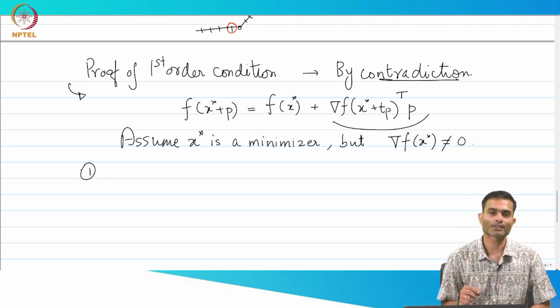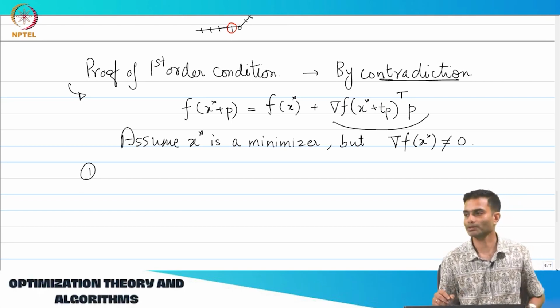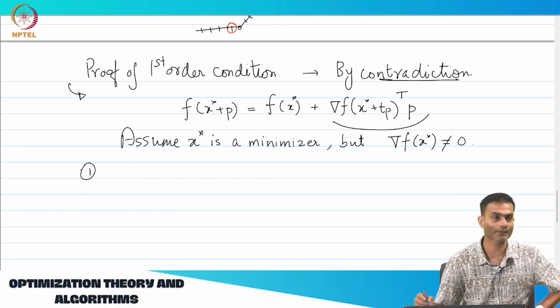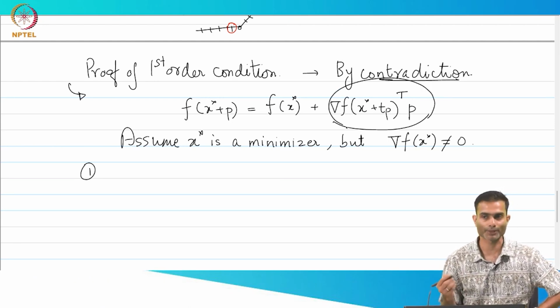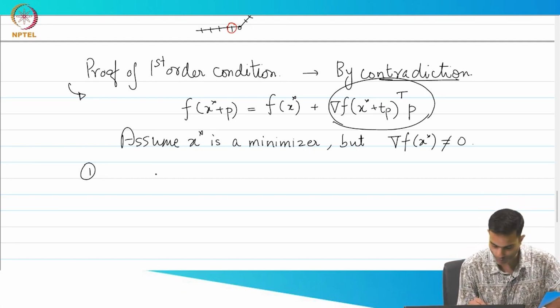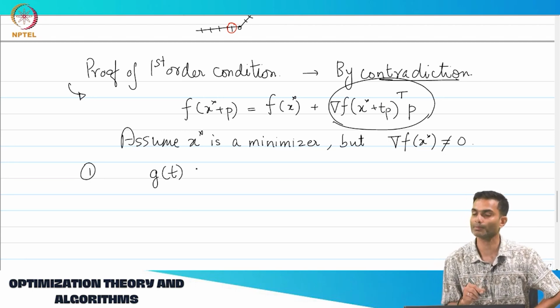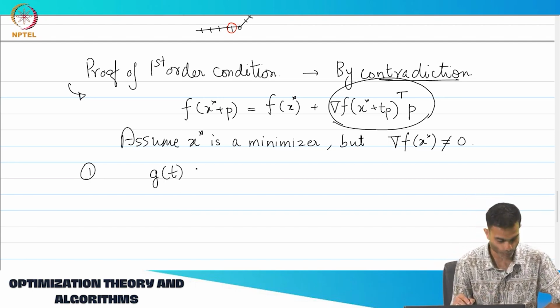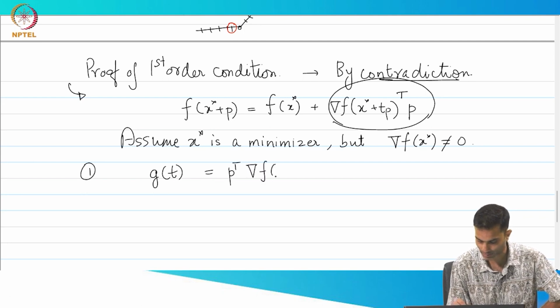It's always easier to work with scalar functions. So I'm going to cook up a scalar function, and the hint or the intuition for that scalar function is coming from this first term sitting over here. That's why I gave you the intuition first. I'm going to call it g of t, where t is a scalar from 0 to 1. So g of t I'm going to define to be precisely this term. I'll just take the transpose the other way.